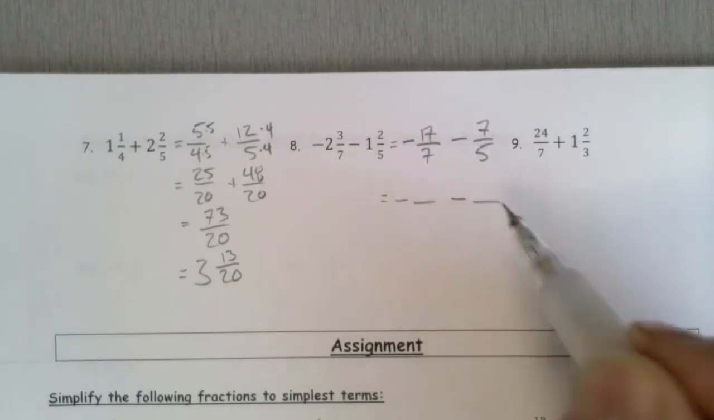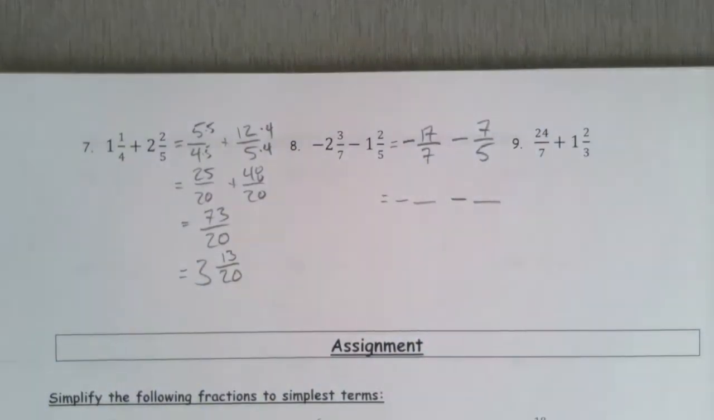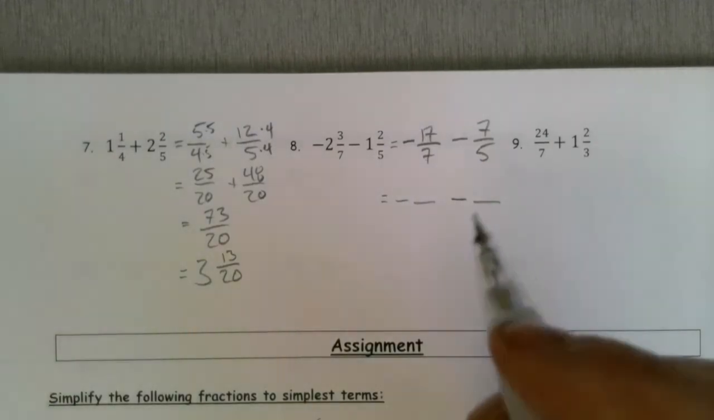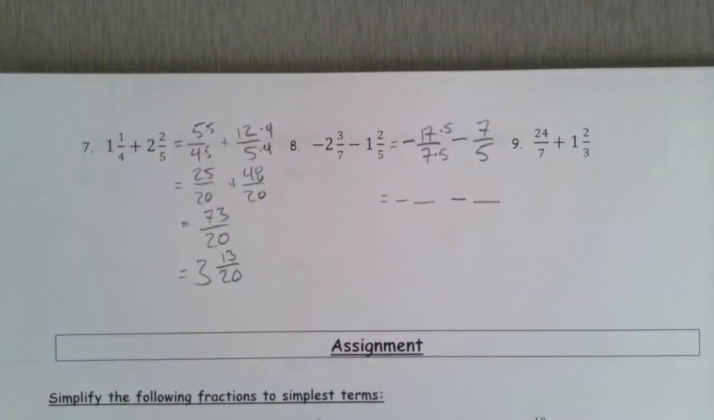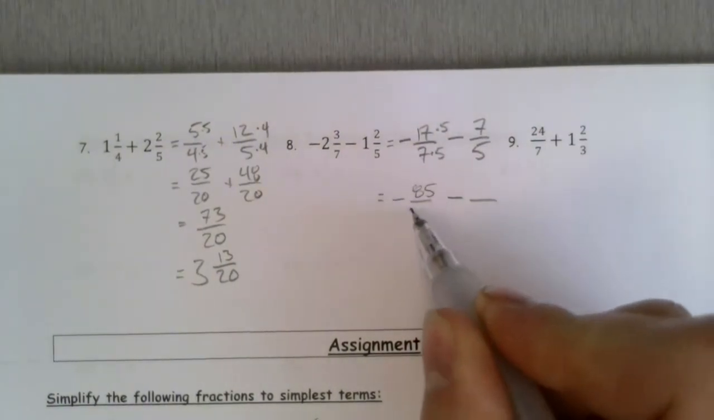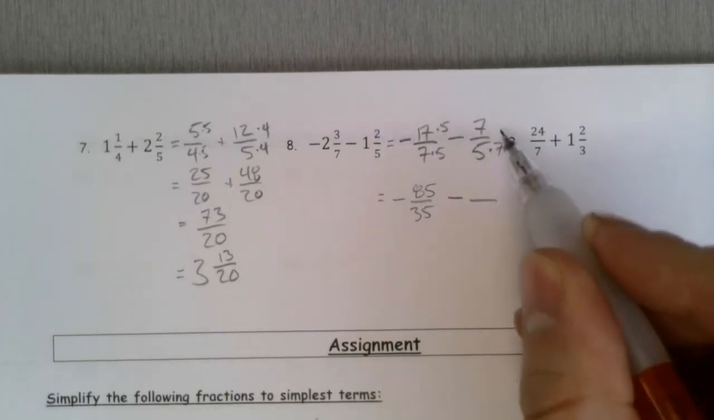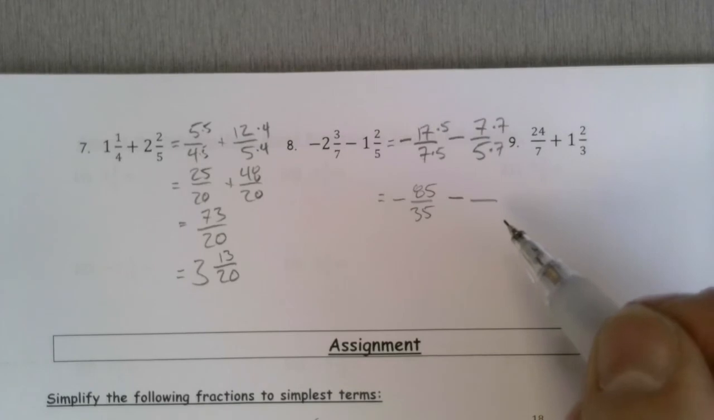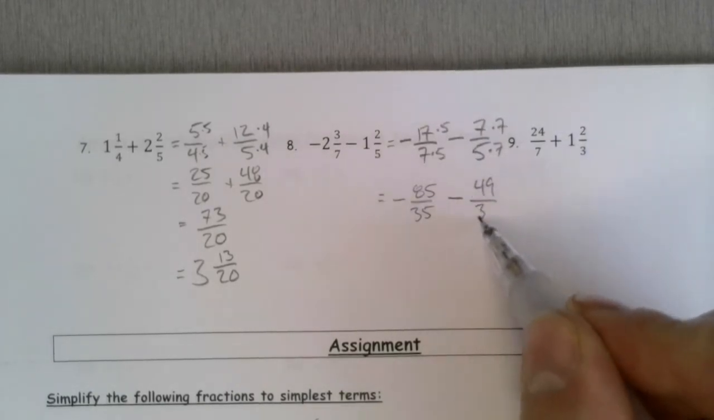Just like with the previous question here, 7 and 5 don't really have anything in common per se. So what we're going to do is we're just really going to multiply them together. So I'm going to multiply this fraction, numerator and denominator, by 5, and that's going to get me 85 over 35. And then I'm going to multiply both numerator and denominator here by 7, and that's going to get me 49 over 35.